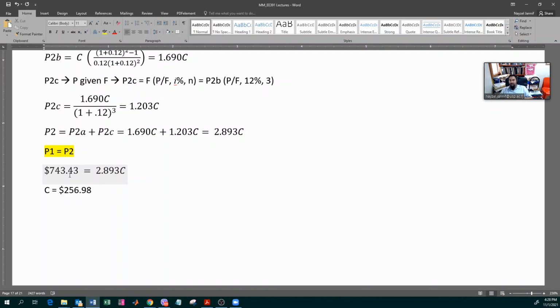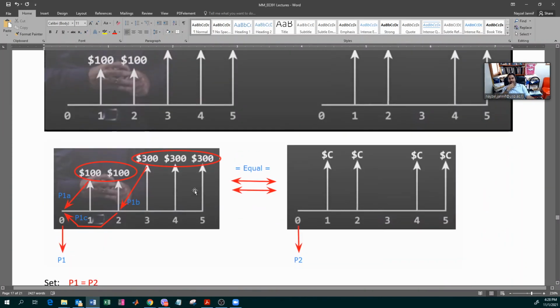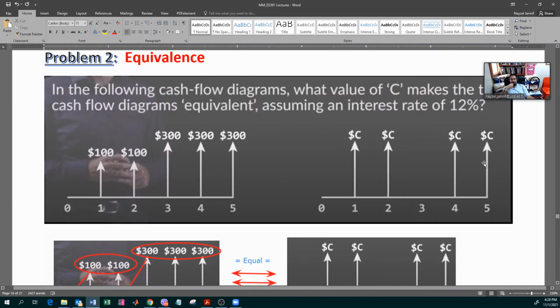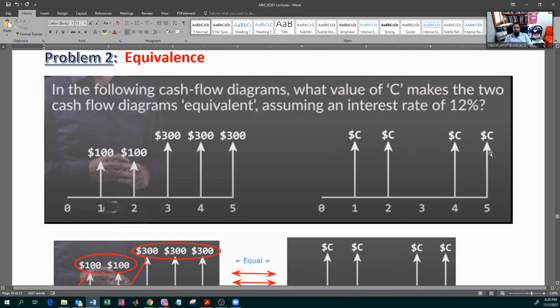So in the end, what do we learn? When we look at this diagram over here, this equivalence basically is a way of equating two cash flow diagrams to be the same. All right, two cash flow diagrams to be the same, given that there is something missing over here. And this actually happens in real life. It happens quite often.